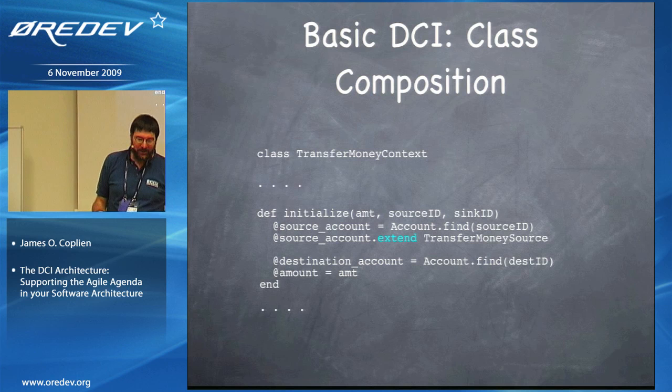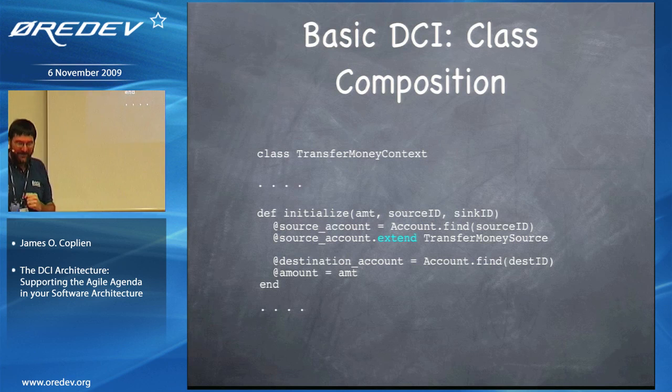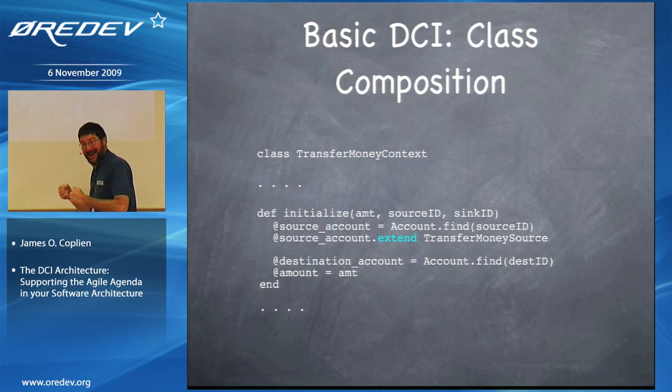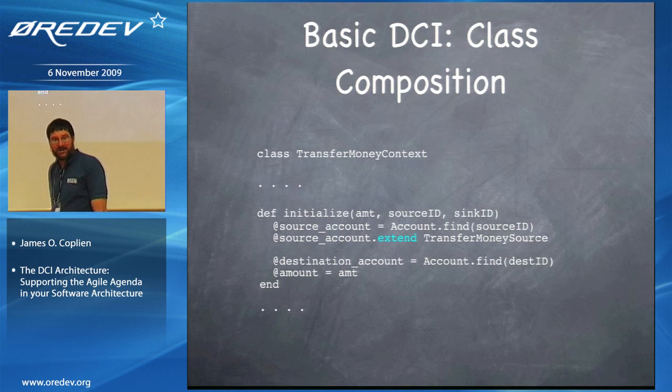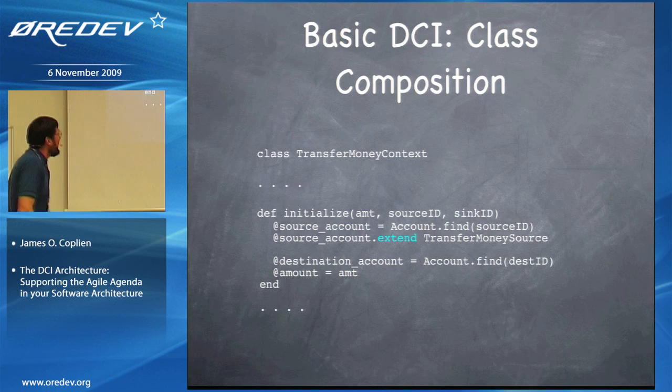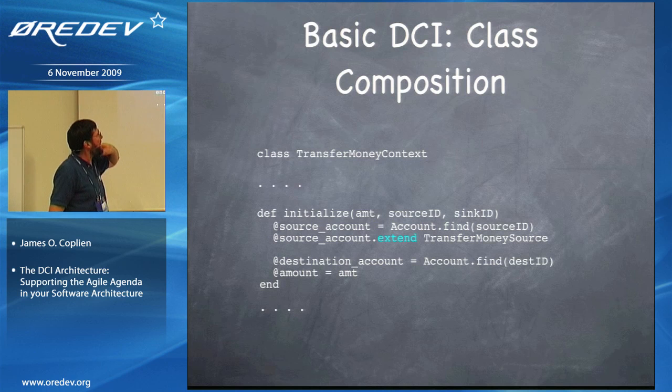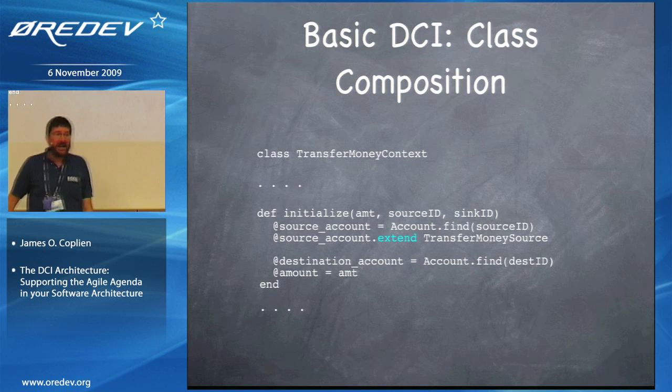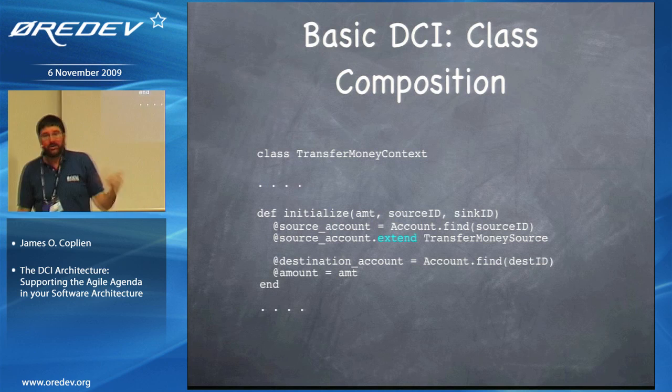right? Okay, in this play, you're going to play this role, you're going to play that role, and you'll play this role. Or you'll play this role, and you'll play this role. Ever been to a play where one person plays two roles? No problem. A many-to-many-to-many mapping where we have free association and can do what we need to do. So what this context object does is I set it up with the amount, the source ID, and the sink ID. You know, where's the money coming from, where's it going to, and how much.